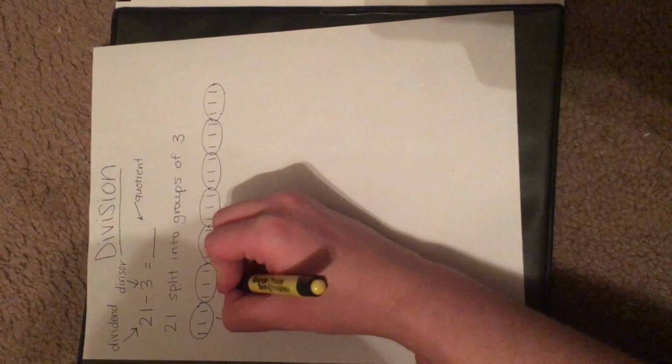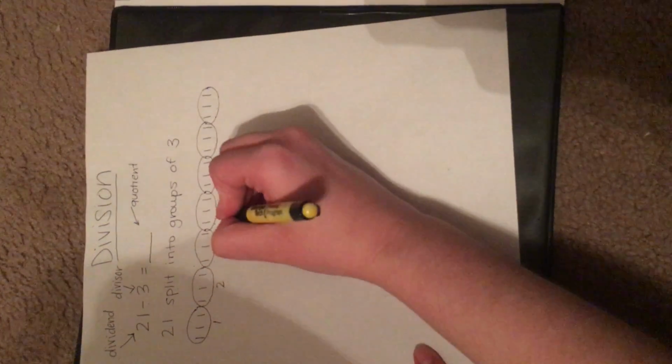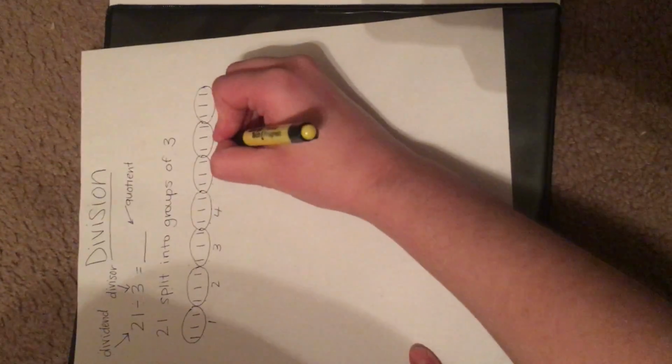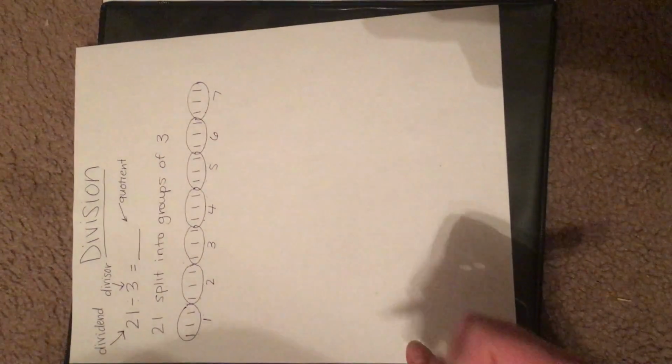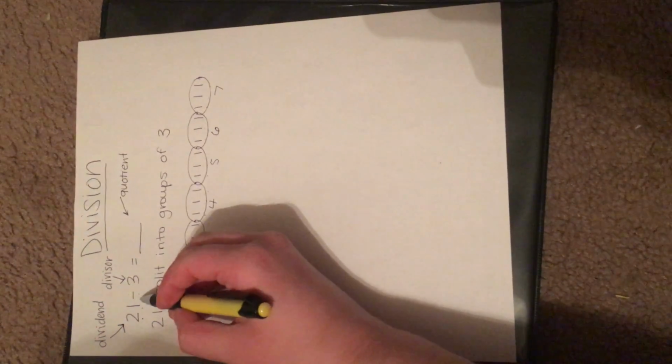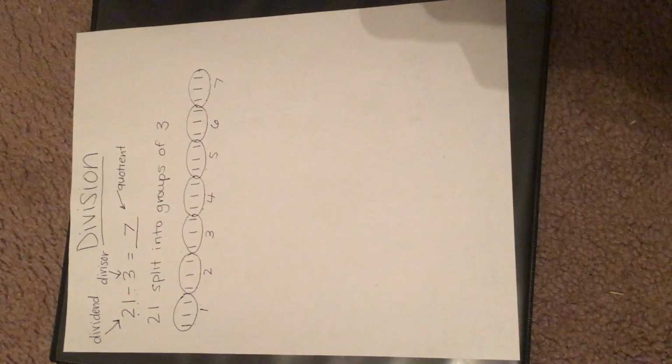how many groups I have. So I have 1, 2, 3, 4, 5, 6, 7. So 21 divided by 3 is equal to 7. So 7 is our quotient.